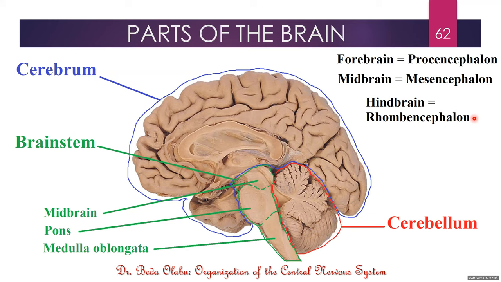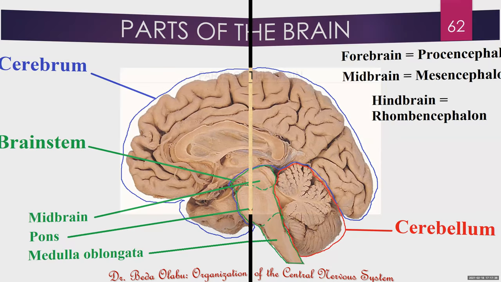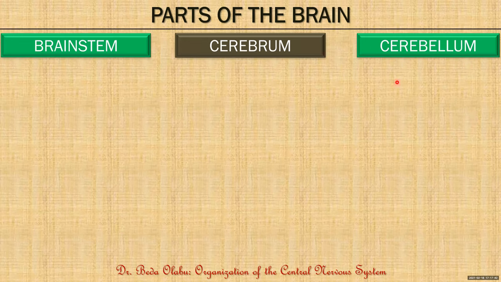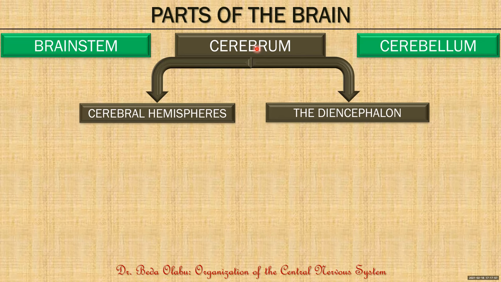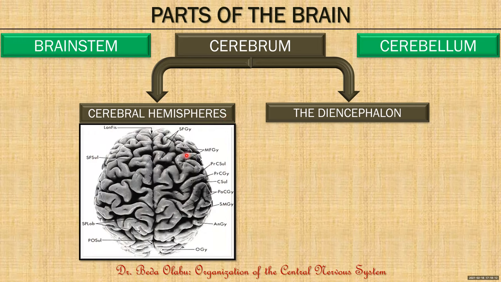Now let's narrow down to the cerebrum. We've agreed that the brain has those three parts: brainstem, cerebrum, and cerebellum. Let's narrow down to this one, cerebrum. The cerebrum has two components. This is what we call the cerebral hemispheres, and there's what we call the diencephalon. When you talk of cerebral hemispheres, we're referring to these two big things. So we have the right and the left cerebral hemisphere. The other name given to the cerebral hemisphere is telencephalon.